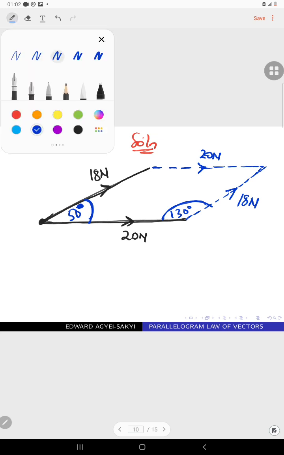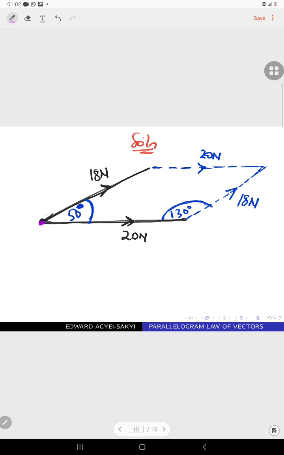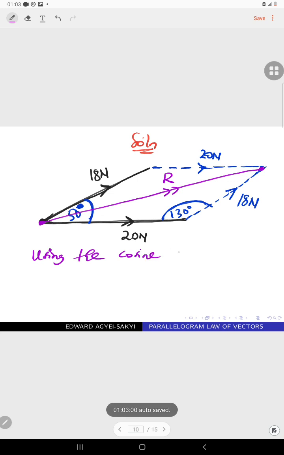Then according to the law, what will be our resultant? Our resultant will be the diagonal drawn from this point, the original point. So we need this line. And of course, the 20 and the 18 are moving up, so the resultant vector must also move up and meet it. So we've completed our parallelogram. Our next thing, just like we discussed in the notes in our previous lesson, is to use the cosine rule in the triangle.